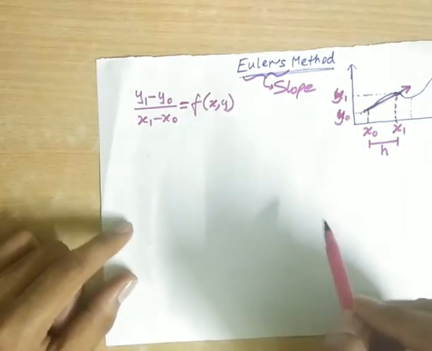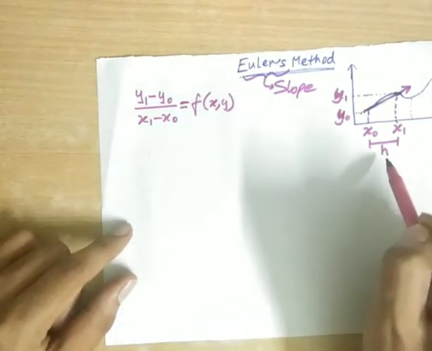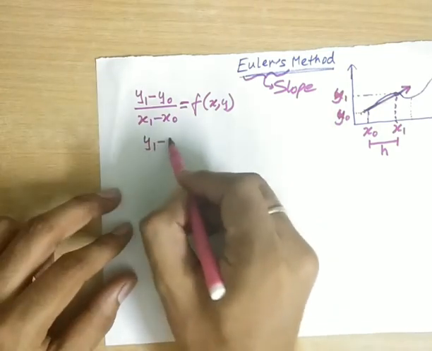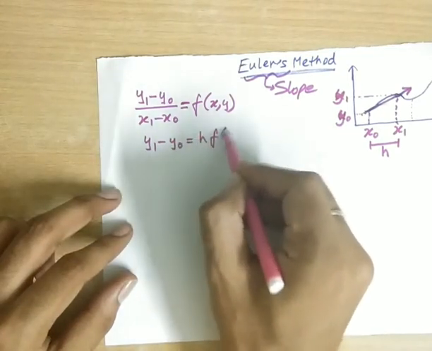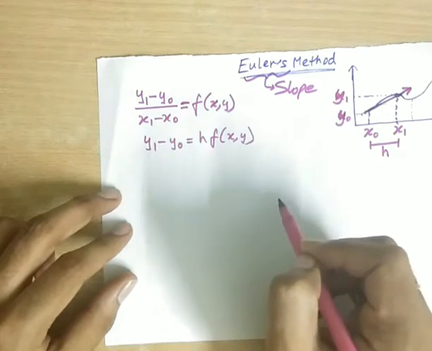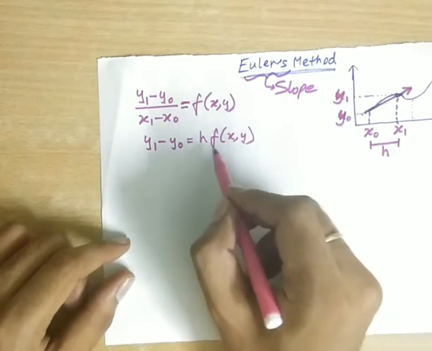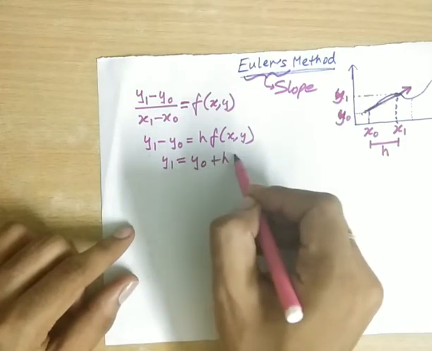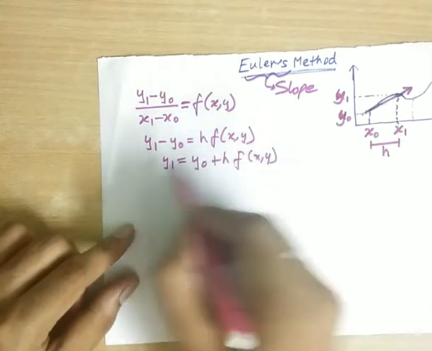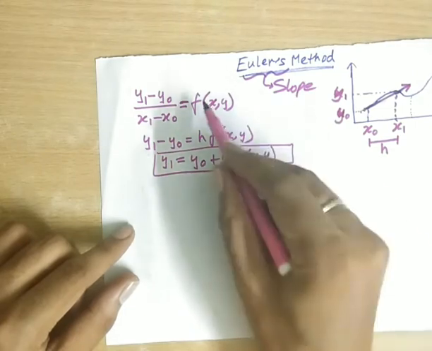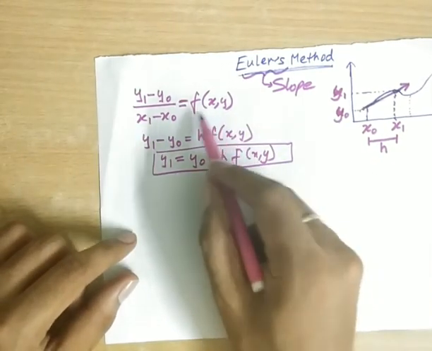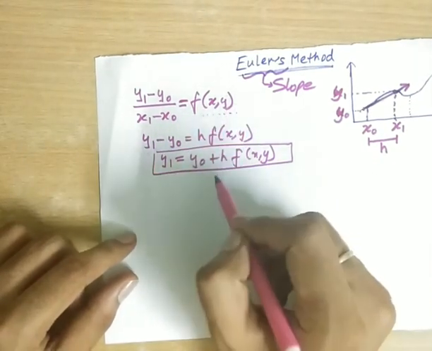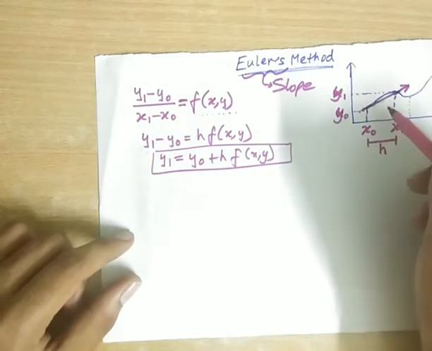We know x1 minus x0 is equal to h. After putting that in, we have h times f of x comma y. So finally we get y1 is y0 plus h times f of x comma y. So Euler is nothing but slope. But this slope function f of x, y is just an approximate slope.